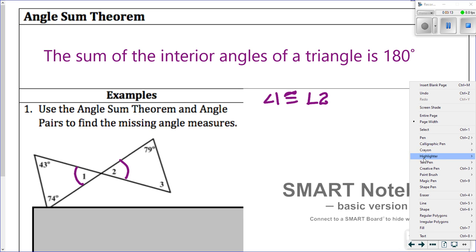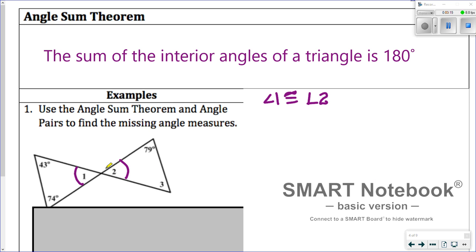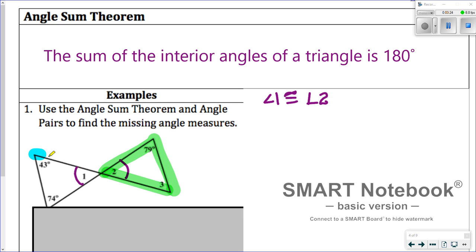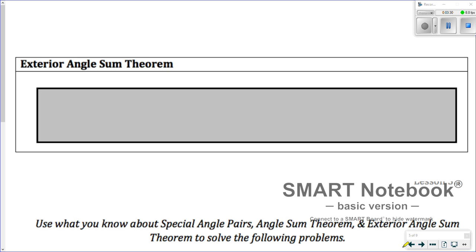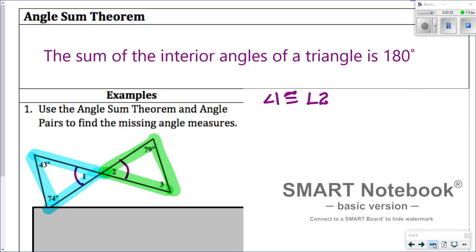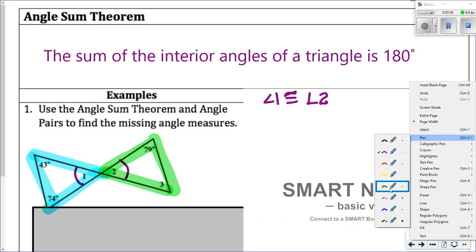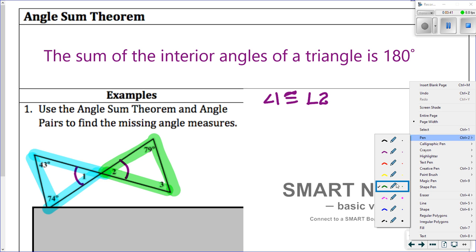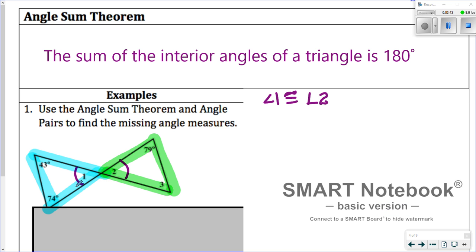I'm going to actually highlight the different triangles. So we have this triangle, I'm going to call it the green triangle, and the other one will be the blue triangle. So that way we can distinguish the two. Actually, I'm going to start off with the blue triangle because it has 2 out of the 3 angles.